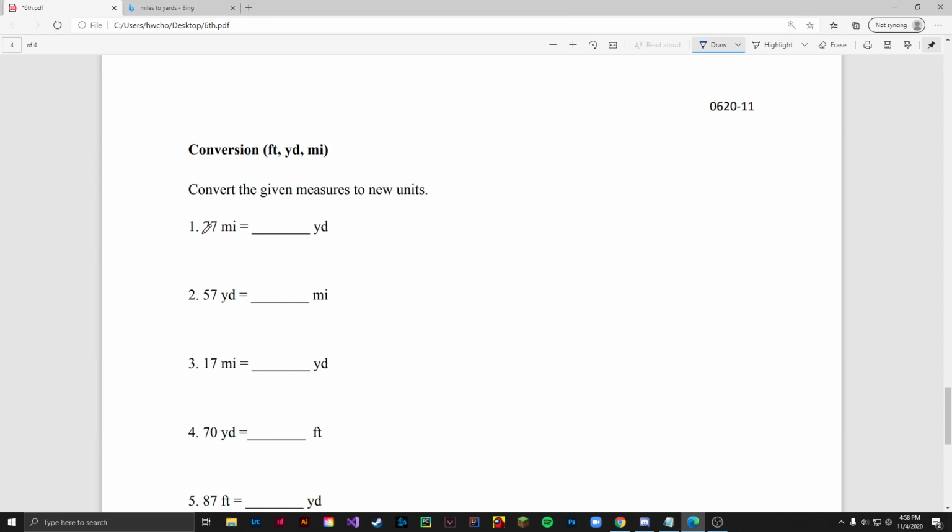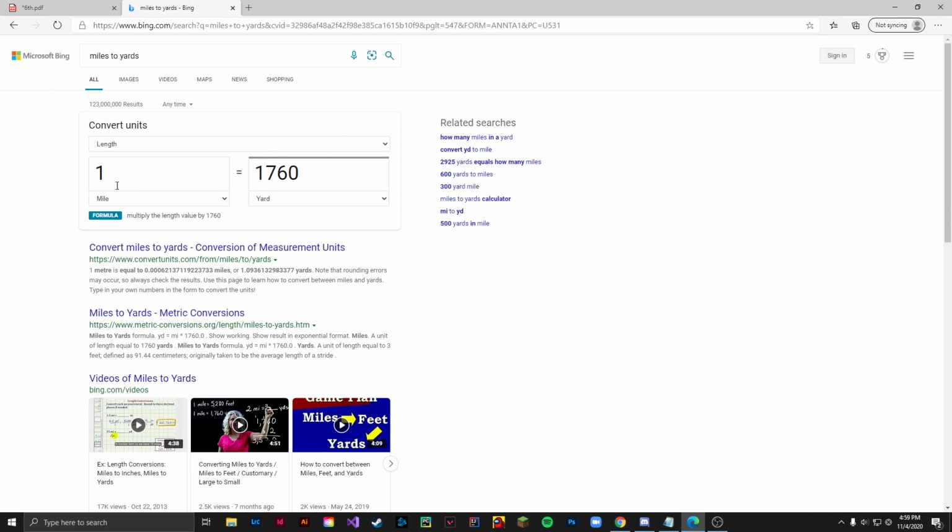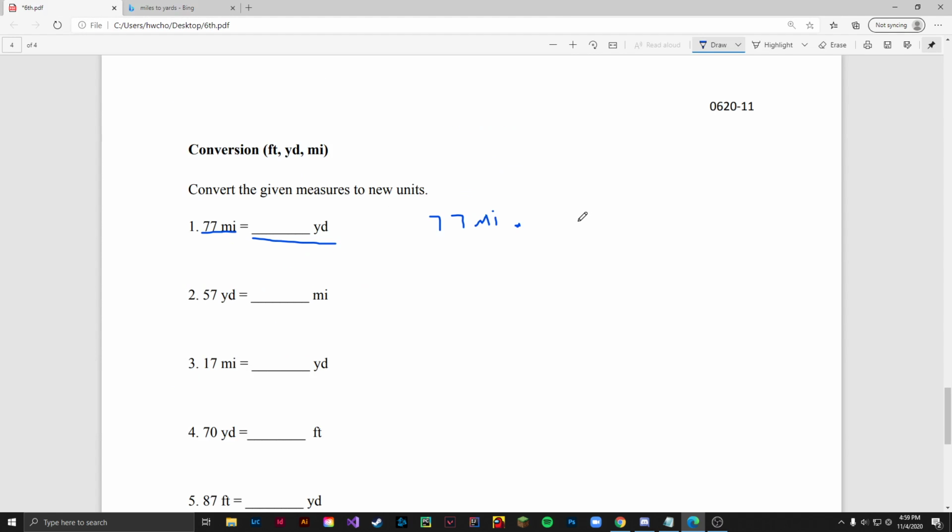Alright. 77 miles is how many yards? This is the calculation to do it. 77 miles times 1760 yards per mile over 1 mile. So the miles get canceled out, and we're left with yards. It's going to be super simple. Just have to take the conversion factor and multiply it so that the bottom would get canceled out, and we are left with yards, as we should be.